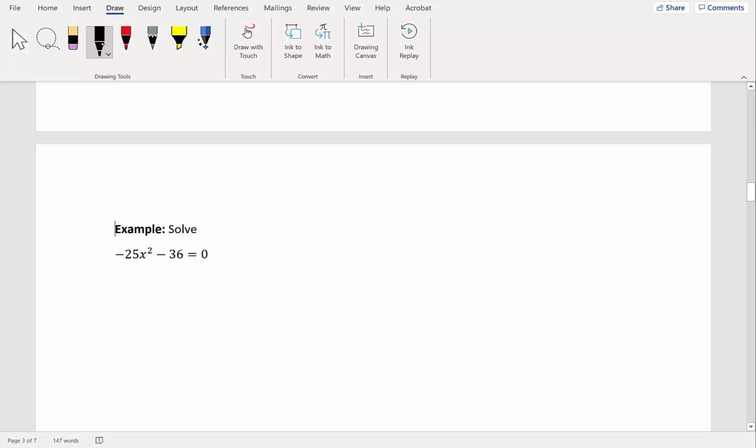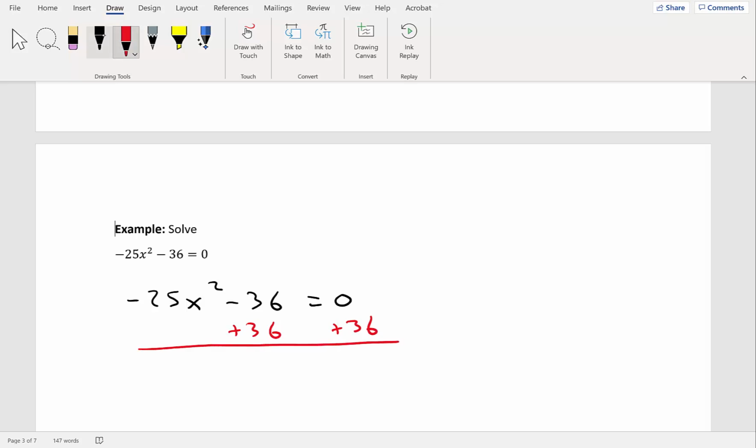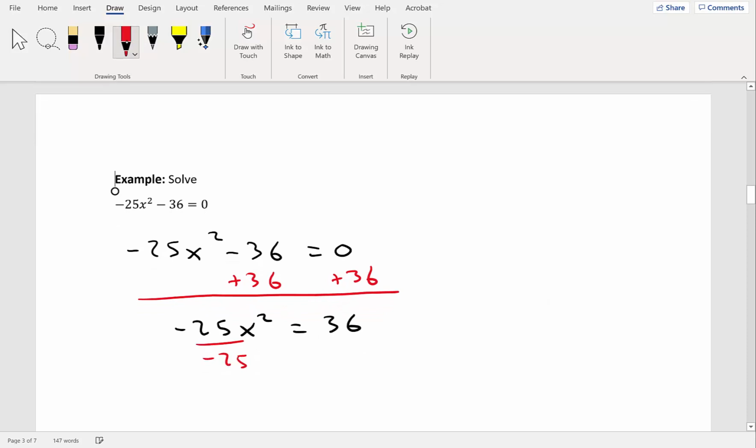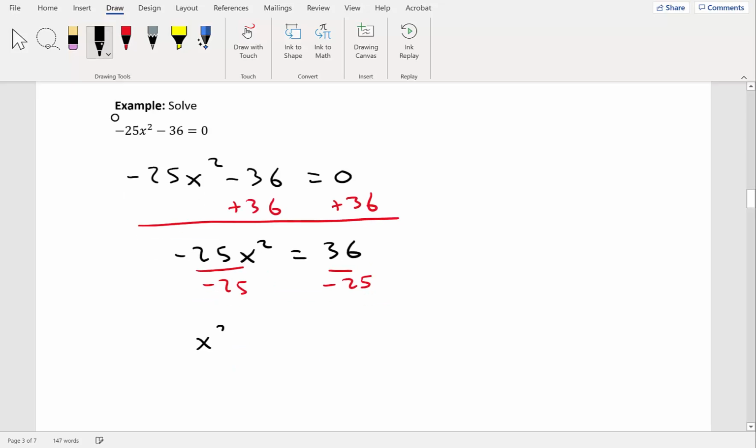Let's take a look at another one, a little bit more challenging. We have negative 25x squared minus 36 is equal to 0. Okay. Well, first, we have to isolate the expression that's being squared, so let's add 36 to both sides. We get negative 25x squared is equal to positive 36. And now we go ahead and divide both sides by negative 25. So this leaves us with x squared is equal to negative 36 over 25.